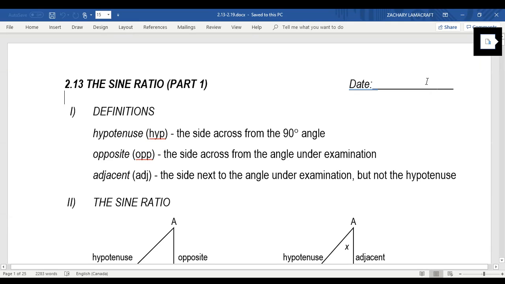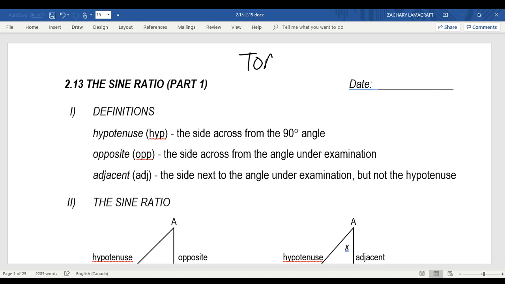Okay, so we are starting a different ratio called the sine ratio. In our last investigation of our different sides, we used the tan ratio, or TOA. We used TOA to find unknown angles and unknown sides. But there is now a new ratio in town, the sine ratio. The definitions of the different sides are here, but you should all know these by now.